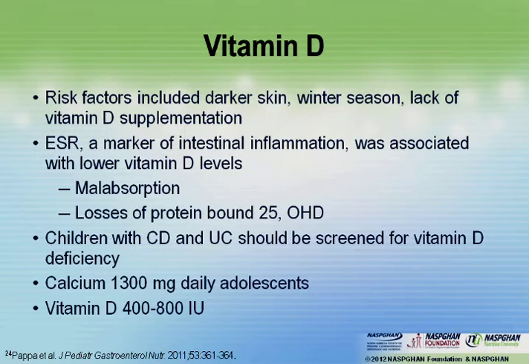So the recommendations have been that children with Crohn's disease and ulcerative colitis should really be screened for vitamin D deficiency. Most patients are recommended, especially the adolescents, to get about 1,300 milligrams a day of calcium, and vitamin D 400 to 800 international units. And that really depends on how low they are at the time of your diagnosis, if they need significant repletion to start off with.